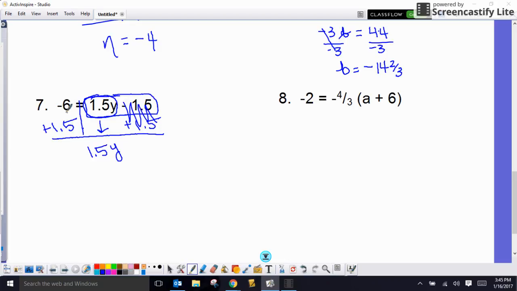That eliminates -6 and +1.5. Signs are different, so I'm going to subtract and get 4.5. Ugh, did not bring down my equal signs. There we go. I get 4.5, but I have more negatives than positives, so it's -4.5. So then I'm trying to get y by itself. So I'm going to divide by 1.5. This is being multiplied, so I'll divide. And -4.5 divided by 1.5 is a -3. That one was really pretty simple.